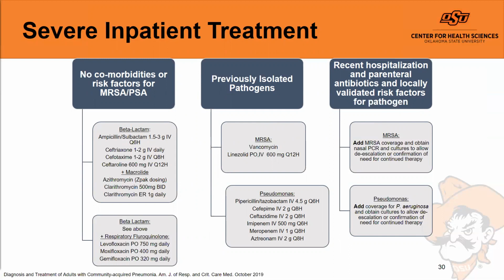If the patient has a history of MRSA or Pseudomonas, we need to empirically cover for those until culture results return. And also for severe treatment, if the patient has recent hospitalization and parenteral antibiotics and locally validated risk factors for the pathogen, we do empirically cover for MRSA and Pseudomonas. And we'll also obtain cultures and de-escalate as appropriate.